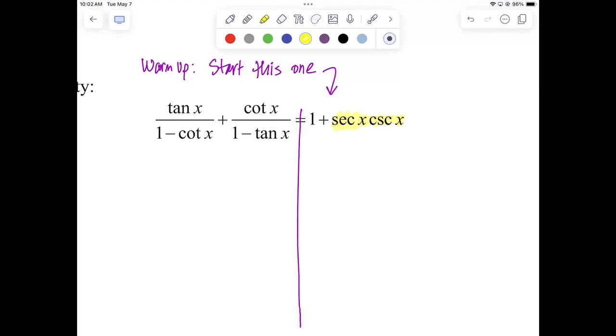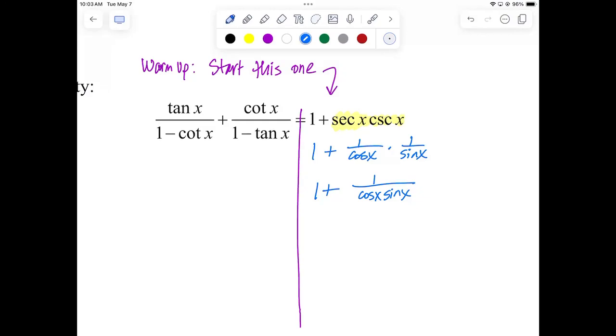And remember, this is one of your strategies. If you have a product or a quotient of two trig functions, and you want to see how it simplifies down, put everything in terms of sine and cosine. So that should be your next course, to put everything on the right in terms of sine and cosine. That gives you 1 over cosine times 1 over sine, which gives you 1 over cosine x sine of x. Okay, so nothing simplified.